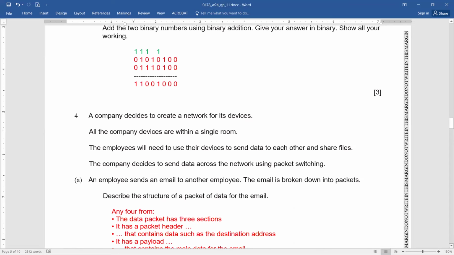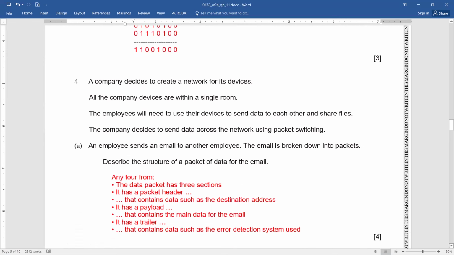Question number 4. A company decides to create a network for its devices. All the company devices are within a single room. The employees will need to use their devices to send data to each other and share files. The company decides to send data across the network using packet switching. Now, part A. An employee sends an email to another employee. The email is broken down into packets. Describe the structure of a packet of data for the email.